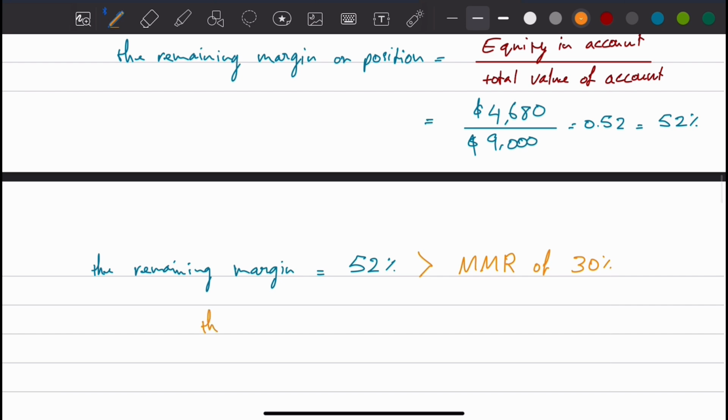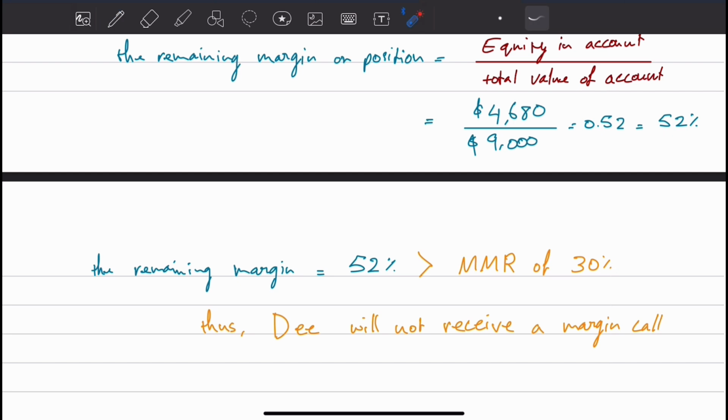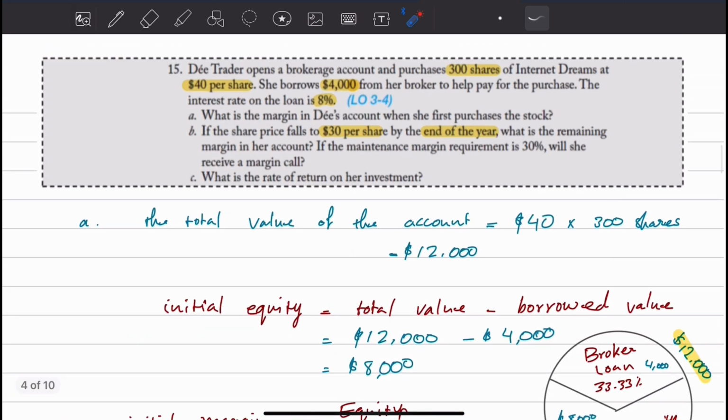Thus, D will not receive a margin call. Remember, the investor only receives a margin call when the remaining margin in the account drops below the MMR, drops below the maintenance margin requirements. Okay, so that's the answer to part B. Now let's go back and see part C, the last requirement.